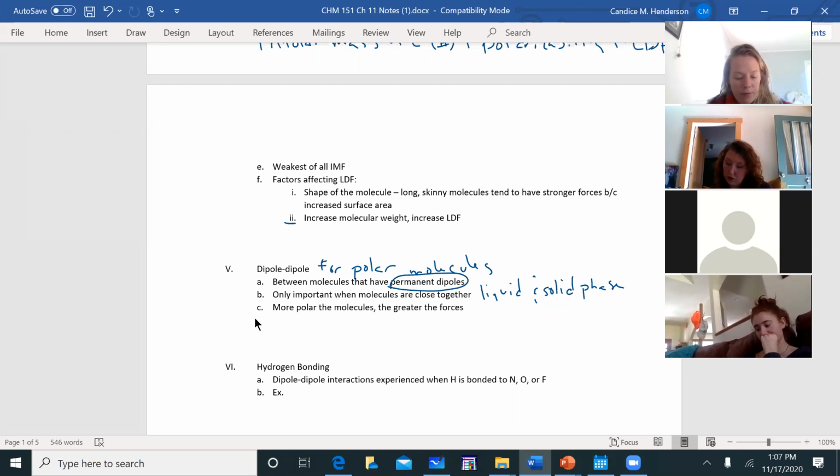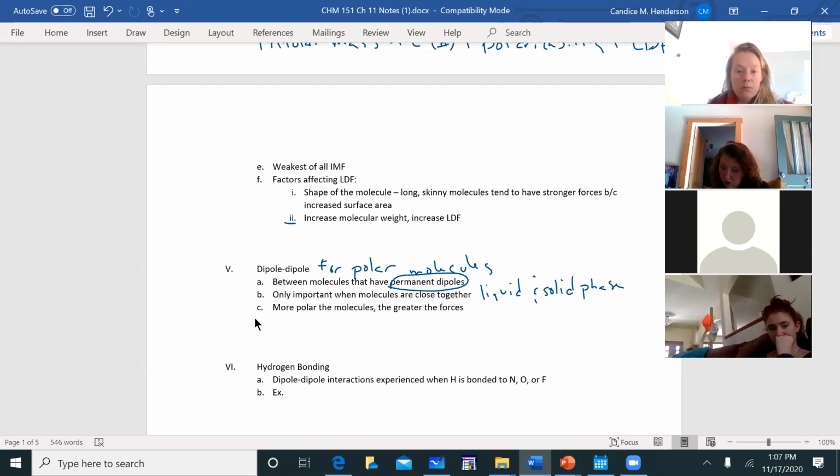So if we have an asymmetry, let's say we're doing, sorry, my pen is not working. Come on.